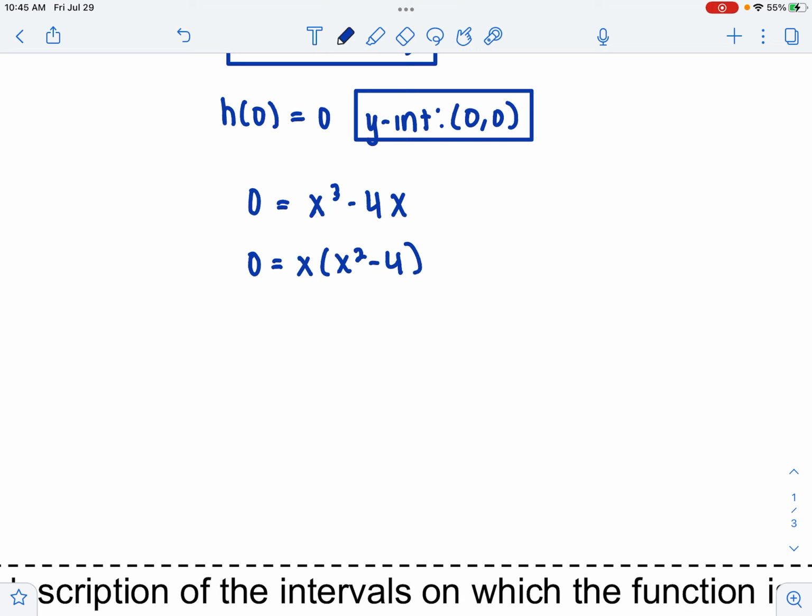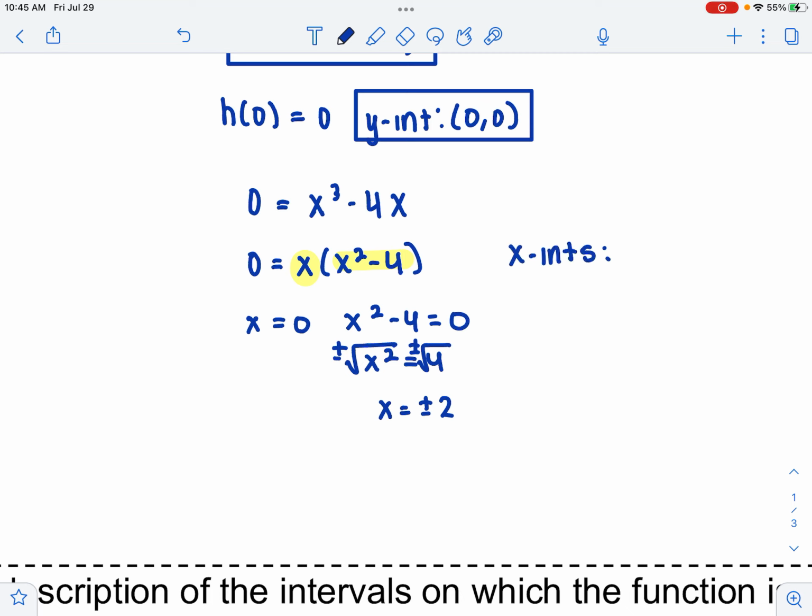I can say x squared minus 4 factors to x plus 2 times x minus 2, then set each factor equal to 0. Or I know how to solve both of these equations right now if I set each one equal to 0. So that's what I'm going to do. x equals 0, x squared minus 4 equals 0. First equation solved. Second equation, I'm going to add 4 to both sides and then square root. Don't forget to do plus or minus. x equals plus or minus 2. So now I have 3 x-intercepts.